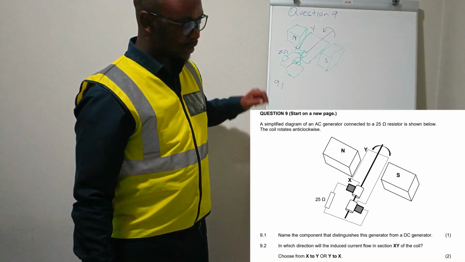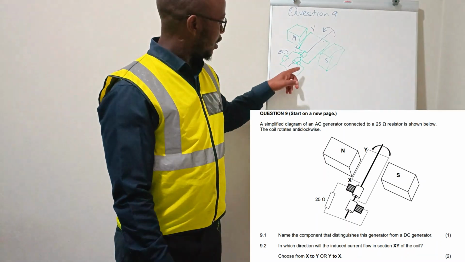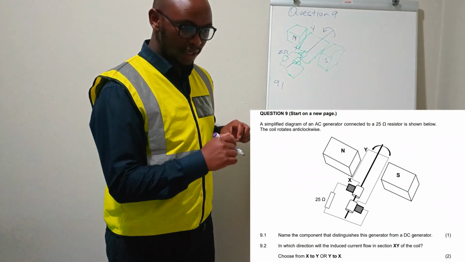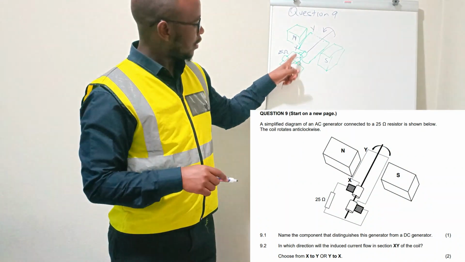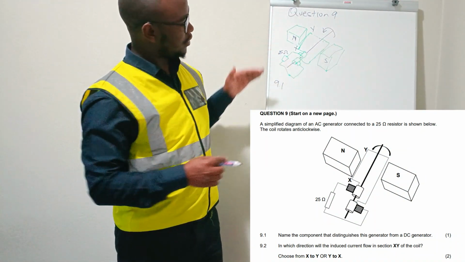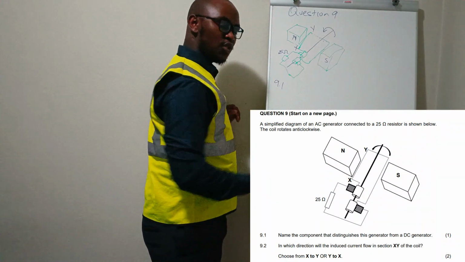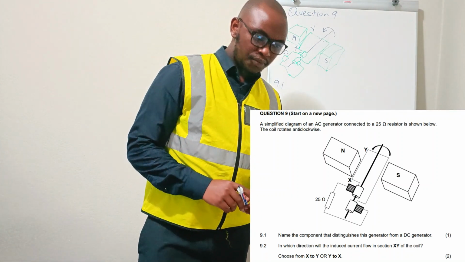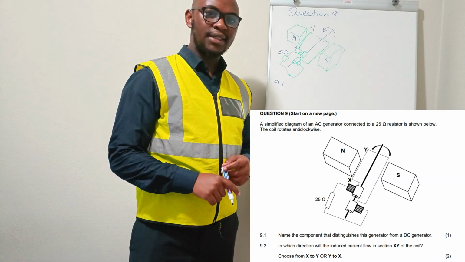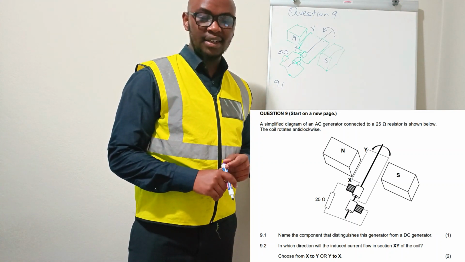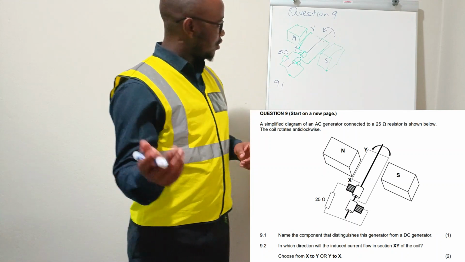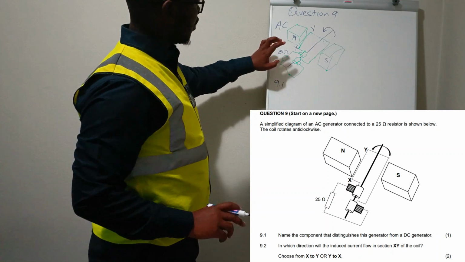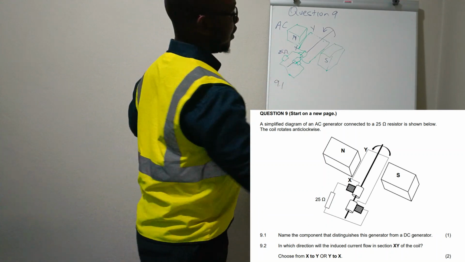We have a resistor of 25 ohms, and then we have these two components which we're going to get into in the first question. And then we have the brushes, and then we have this rod that is sort of connecting these two components. So question number 9.1. We're asked to name the component that distinguishes this generator from a DC generator. Like they mentioned, this is an AC generator, and we're asked to compare what differentiates it from a DC generator.